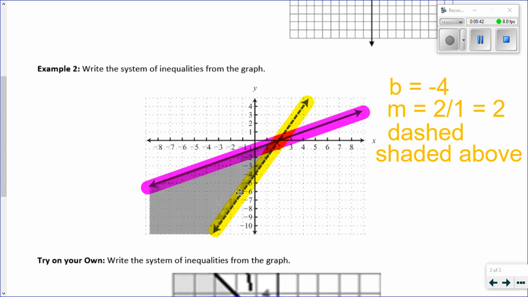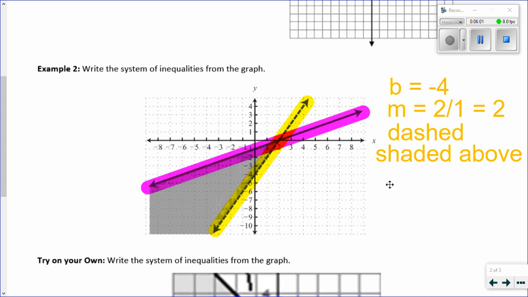Even if it's only half the line, it's above. Okay? Knowing all that, I can put my slope-intercept together. It's going to be y, and because it's dashed and shaded above, it's greater than or equal to 2x minus 4. Okay? And then I did it for my purple.